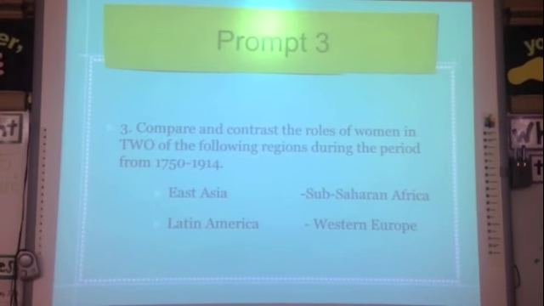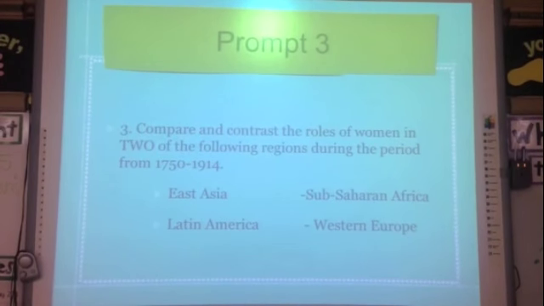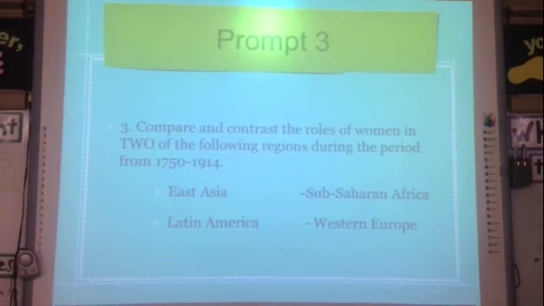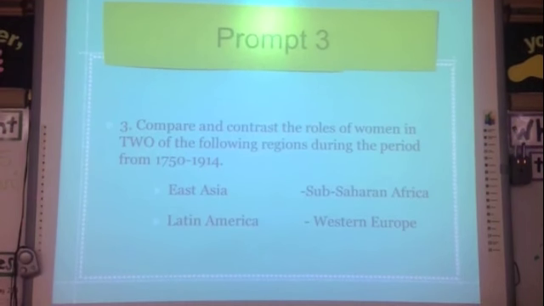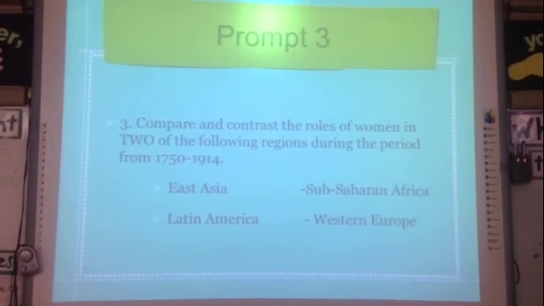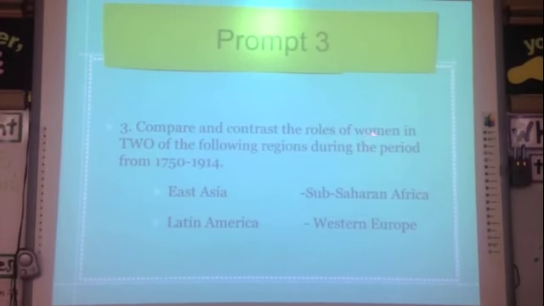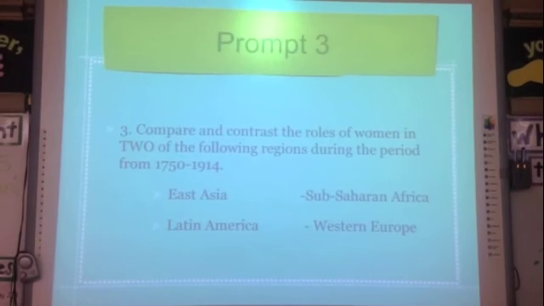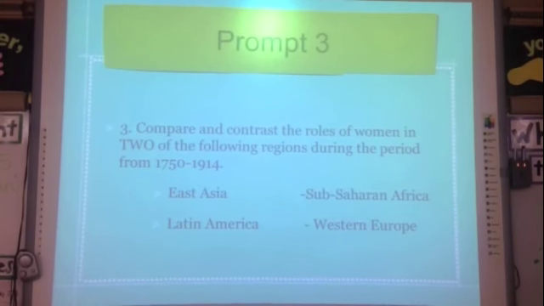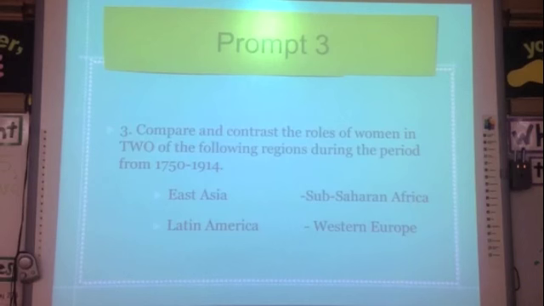Prompt 3. You are told to compare and contrast the roles of women in 2 of the following regions during the period of 1750 and 1914. So again, look at the timeline you're given. Make sure that the facts you're talking about fit in that timeline. Now notice here it says woman, so that means you're going to get a specific theme. That theme is going to be social.